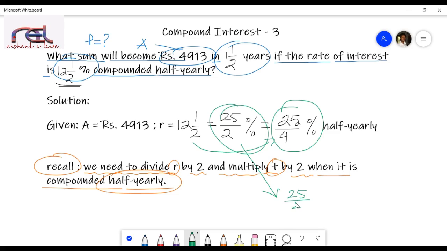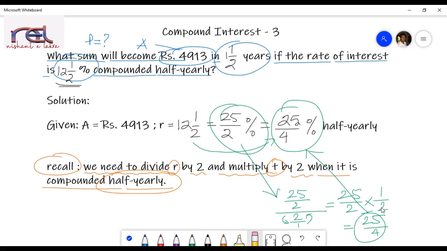Let me just show you here. 25 by 2 divided by 2. Now by default, when there is no denominator, we take it as 1. So 25 by 2 will multiply it. Then the denominator fraction is reciprocal, so 2 by 1 will change to 1 by 2, and so we get 25 by 4. I hope you have understood it, right? So that's why 25 by 2% is changed to 25 by 4% half yearly.